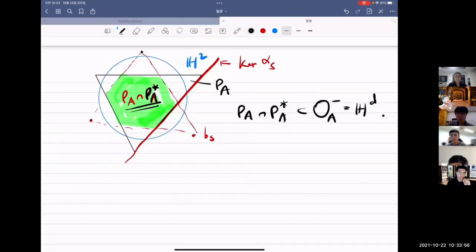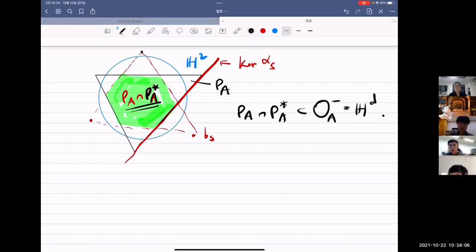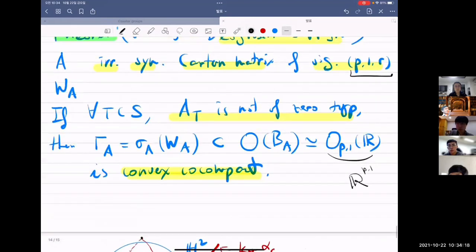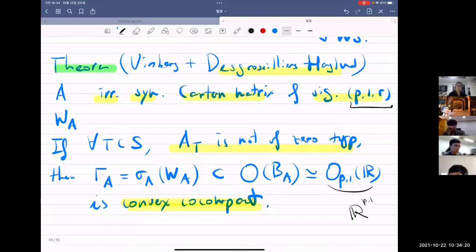Okay, so thank you. So let's continue to the third lecture. This is the last lecture. In the second lecture, we learned how to produce this nice representation from the Coxeter polytopes. And lastly, we learned this theorem, which is about when my reflection group is convex co-compact, with some assumptions.